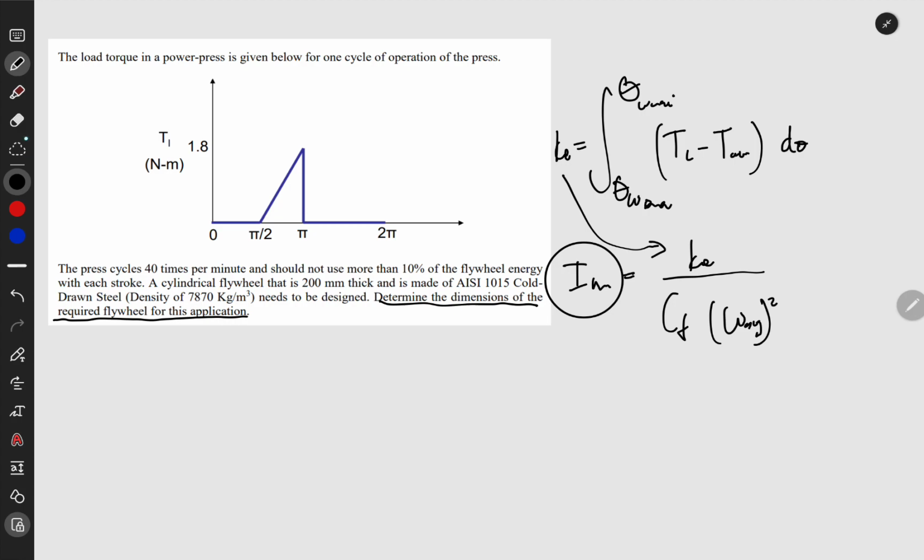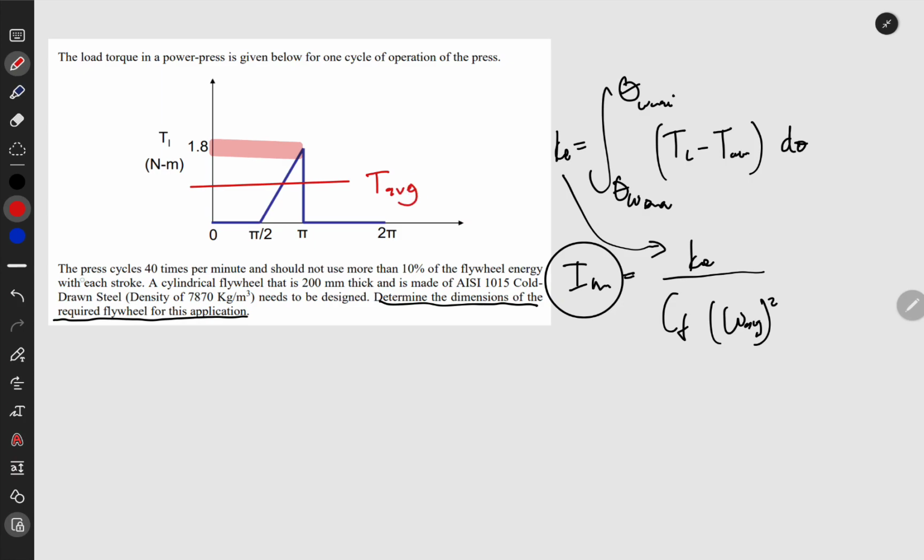Okay, let's read the problem. I haven't. So the load torque in a power press is given below for one cycle operation of a press, and then we already know that our max is this one, our mean is 0, but we want to find our average. Obviously our average will be going somewhere here. Let me call it T average.